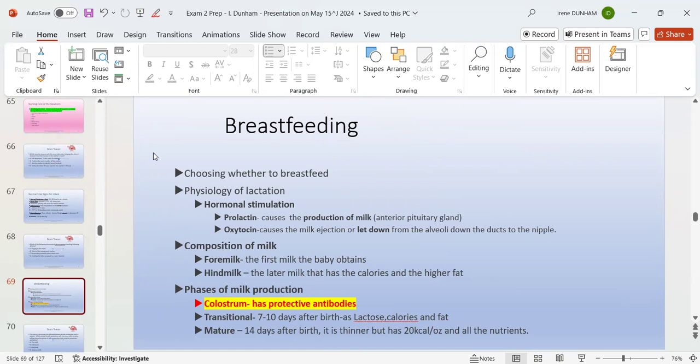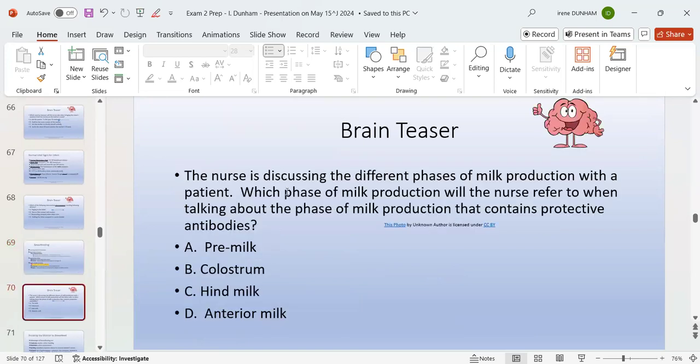Yeah. Remember oxytocin? You've been seeing oxytocin a lot in the labor room, right? With the contractions, and afterwards, because it contracts. Same thing in the breast. It contracts, the milk ejection, and makes sure it comes down. Yeah, exactly. Those are two major things. Good. So if the nurse is discussing the different phases of milk production with the patient, which phase of milk production will the nurse refer to when talking about the phase that contains protective antibodies? D.